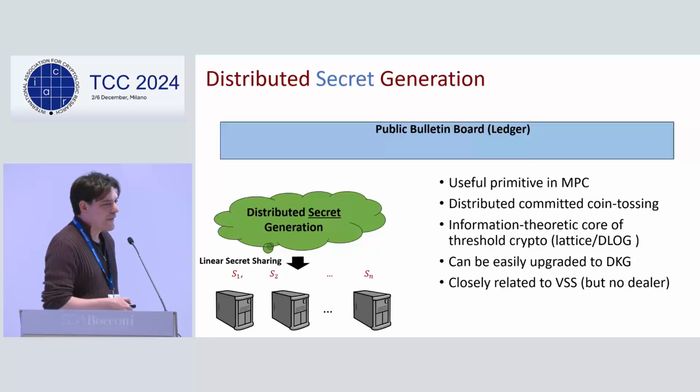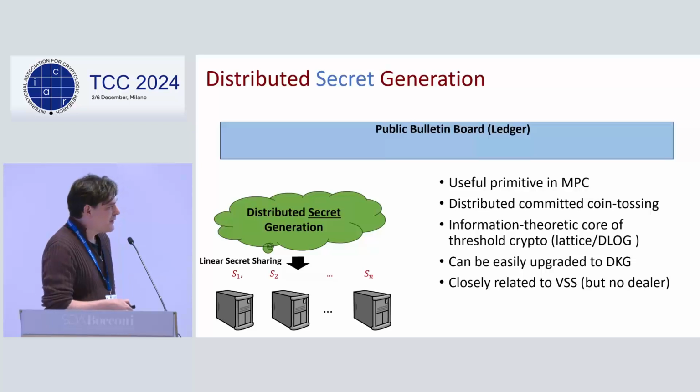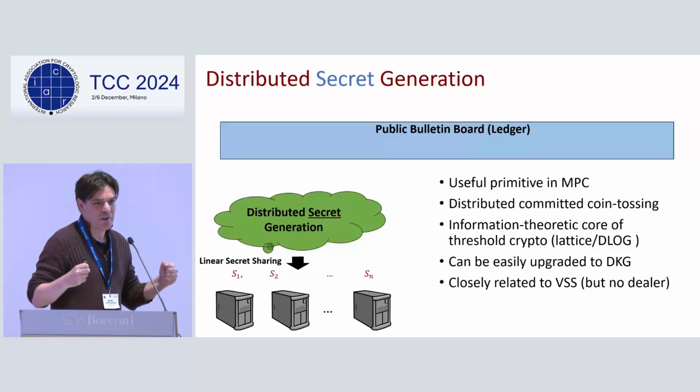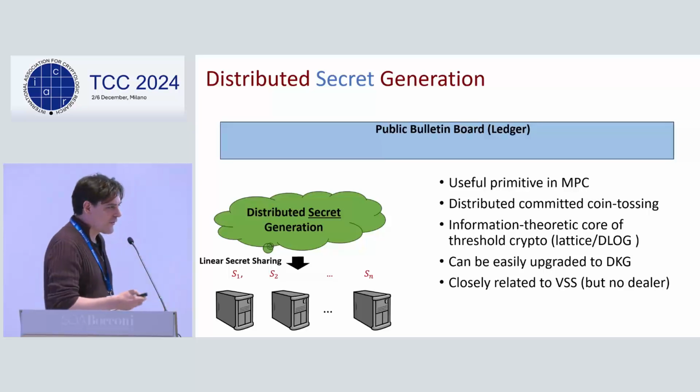If you're familiar with verifiable secret sharing, which we heard about in the previous session, then in verifiable secret sharing you have a dealer that generates a secret sharing scheme. Now we don't have a dealer. So we kind of collectively generate this secret sharing.